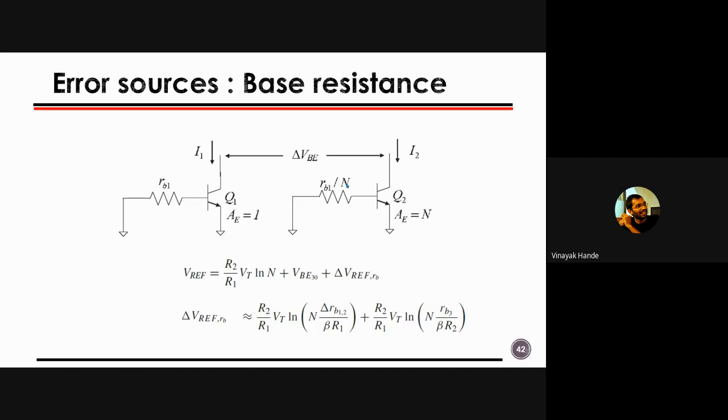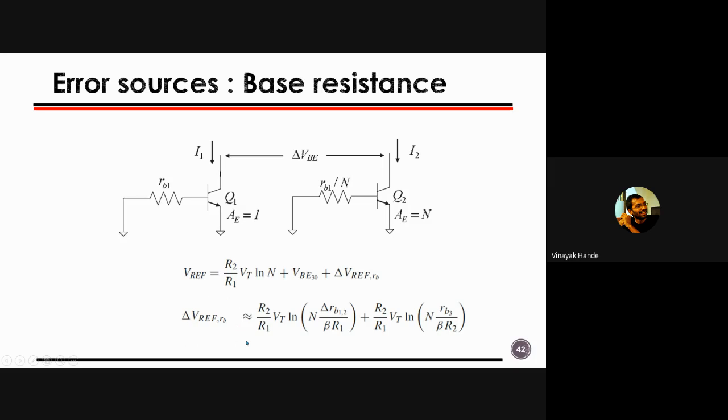Another error source is the base resistance. Whenever I'm using these parasitic BJTs, right, the base is nothing but an N-well, and the N-well has a not so conductive doping concentration associated with that well, right? So the base also will have its own resistance, and because of the base resistance, we are getting some delta variations in the reference voltage, right?